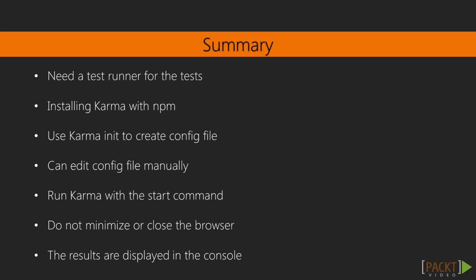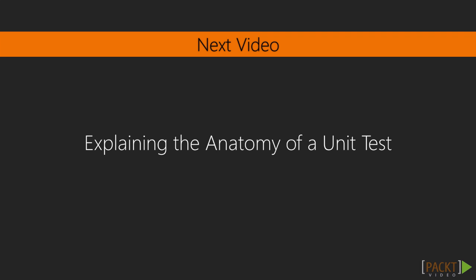In summary, we need a test runner to run our unit tests. Karma, created by the Angular team, is such a test runner and can be installed via npm. Karma needs a configuration file, which is just a JavaScript file and can be generated by Karma and edited manually. After starting Karma, we should not minimize nor close the browser that is started by Karma. All test results will be displayed in the console. In the next video we will see how a unit test looks like when using the Jasmine test framework.